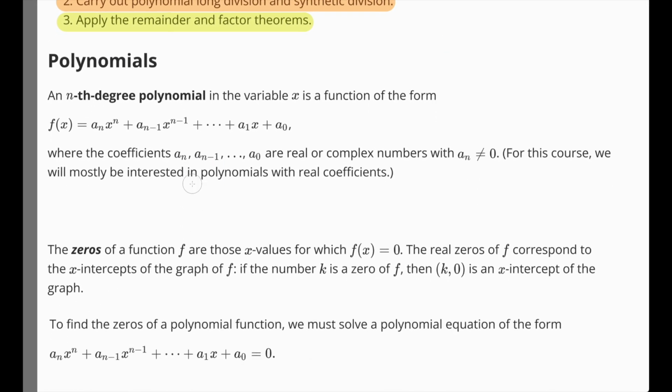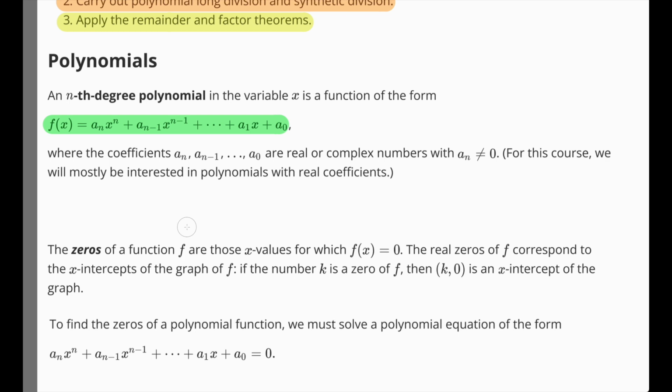Polynomials: an nth degree polynomial in the variable x has the following form. So if you notice right here, this is what a polynomial is. It's very similar in structure to a quadratic because a quadratic is an example of a polynomial. Okay, the a sub n, a sub n minus 1, down to a sub 0 are real or complex numbers with a sub n not equaling 0. So that first leading term cannot equal 0, similar to the quadratic formula, where the a cannot be equal to 0.